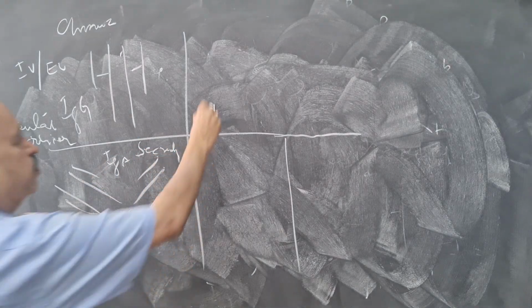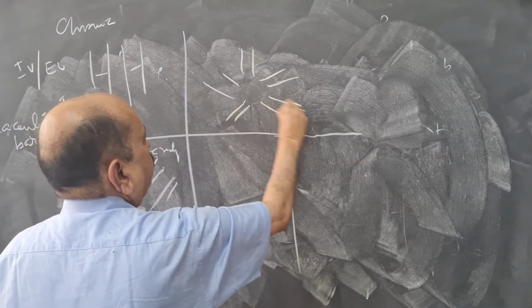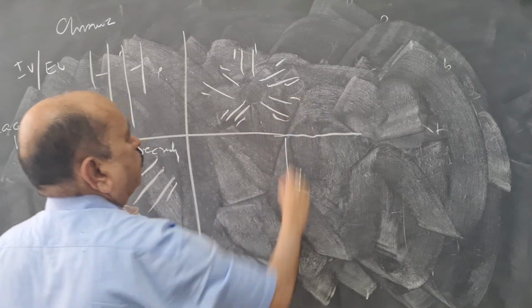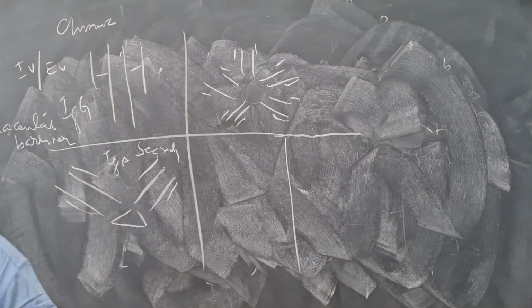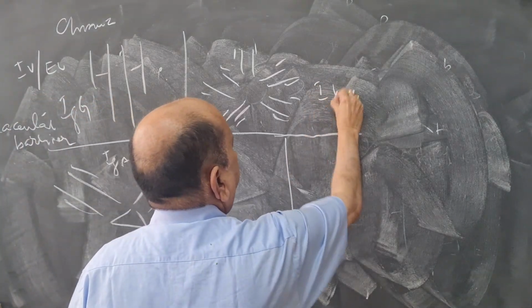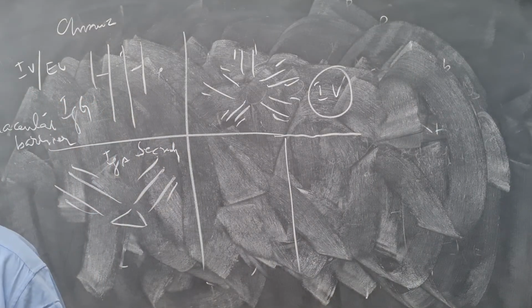Next is IgM. It is called macroglobulin. It is present intravascularly, inside the blood vessels.